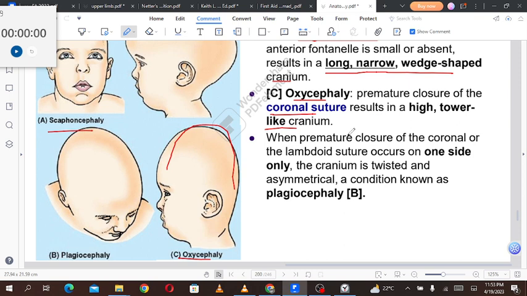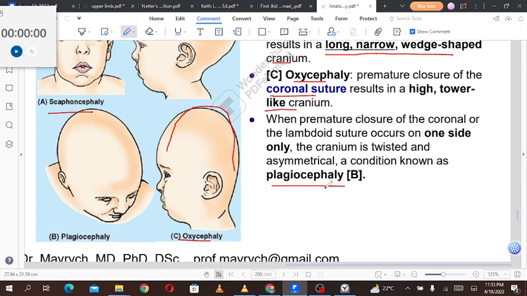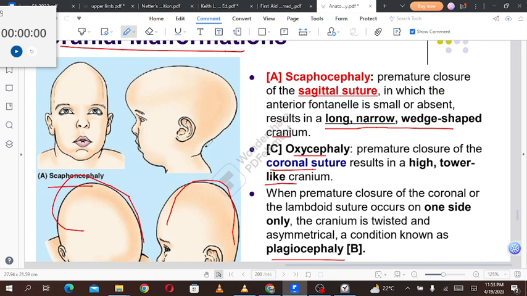When premature closure of the coronal or lambdoid suture occurs on one side only, the cranium is twisted, an asymmetrical condition known as plagiocephaly. So the cranium is twisted like on this side maybe. That is called plagiocephaly. The very first one is scaphocephaly, when the sagittal suture is closed prematurely.